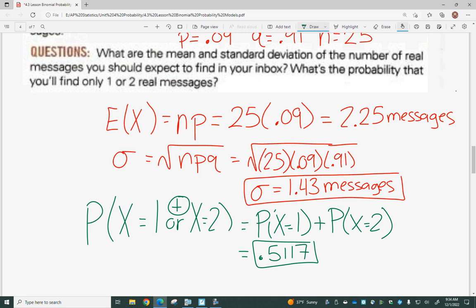So that means we have approximately a 51% chance of reading 1 or 2 real email messages if there are 25 of them in our inbox.